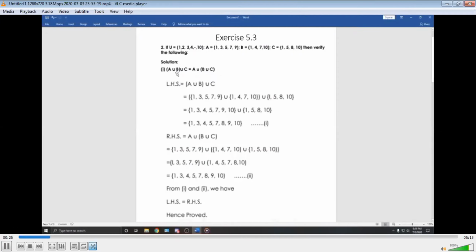The only difference between the left hand side and the right hand side is that on the left hand side, the one enclosed in brackets is A union B, while on the right hand side, B union C is enclosed in brackets. What that means is that when we attempt the left hand side, we will attempt A union B first. But when we attempt the right hand side, we will attempt B union C first. So let's attempt the left hand side first.